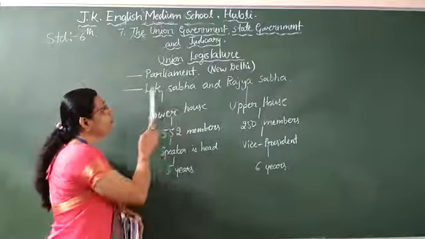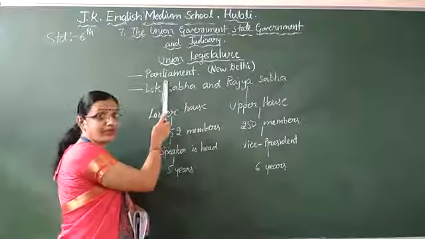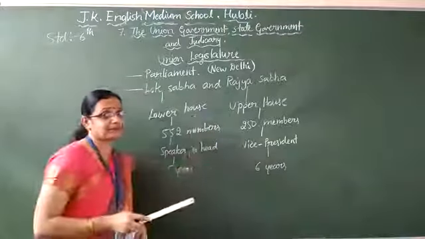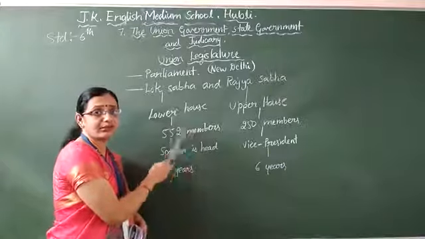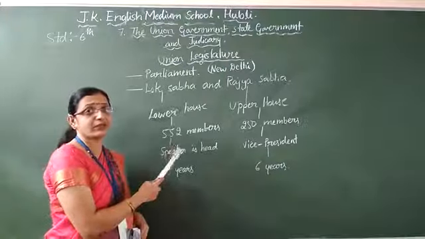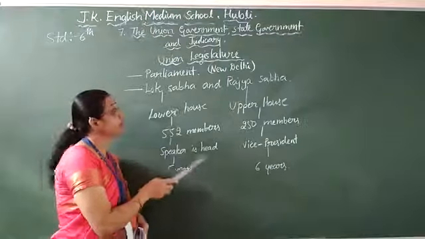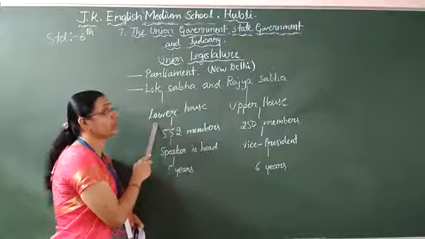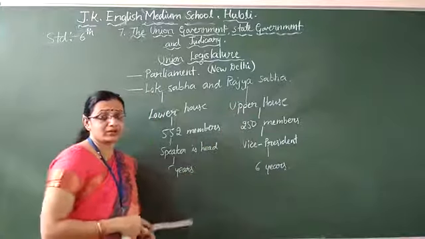Now I go to the Lok Sabha and Rajya Sabha. First write that the parliament has two houses, one is Lok Sabha and the other is Rajya Sabha. Afterwards I will write the difference between Lok Sabha and Rajya Sabha. Lok Sabha is called the lower house. Rajya Sabha is called the upper house.